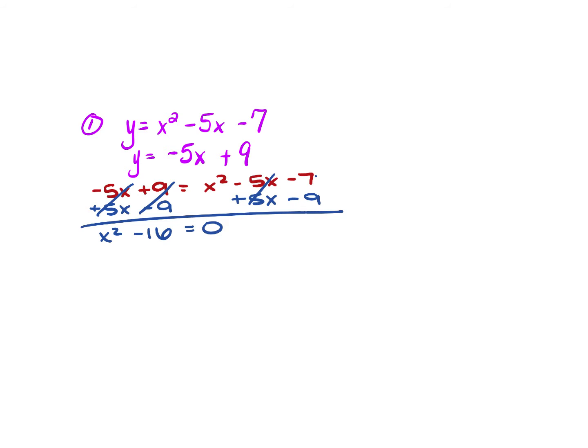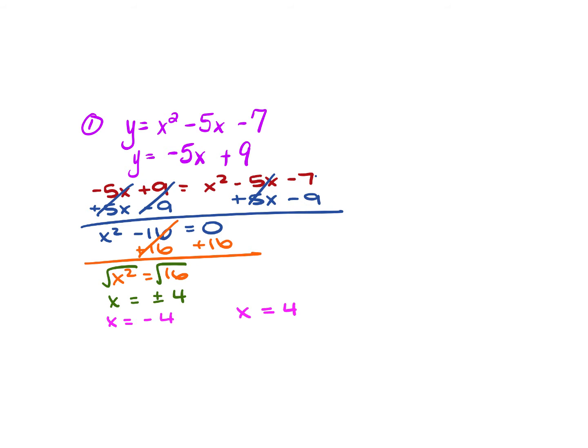Since we're solving for this, we are going to move that 16 over. Since that x canceled out, we're just left with the x squared, so it's x squared is equal to 16. And then we're going to take the square root of both sides, and we get that x is equal to plus or minus 4. So in this case, we have two x values, one that's negative 4, one that is positive 4.